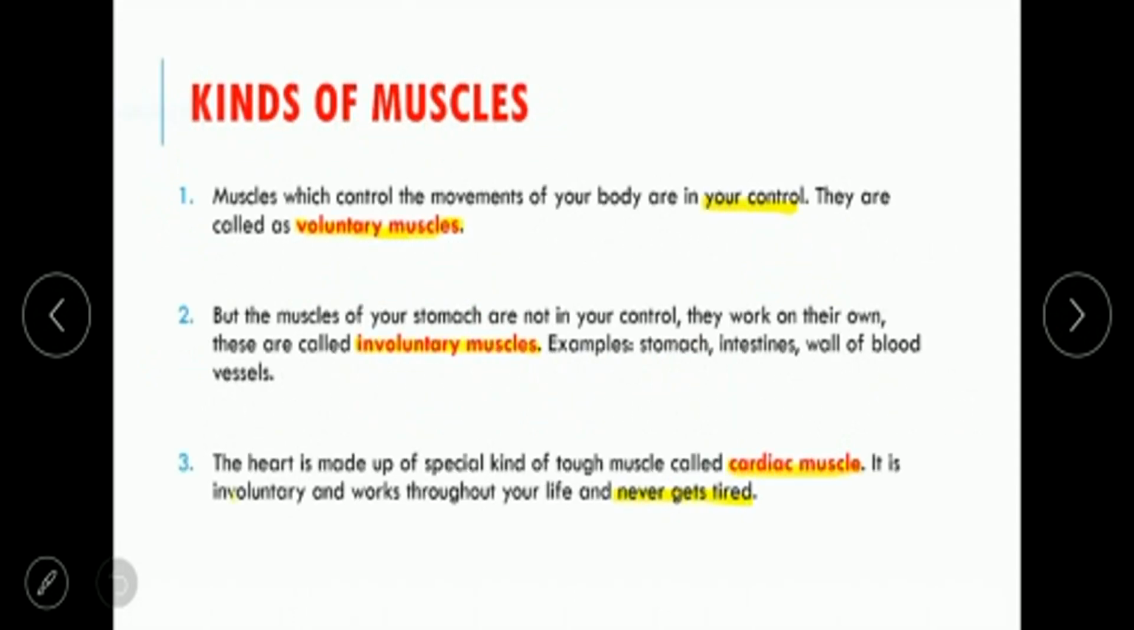And then we see the third kind of muscle, that is the cardiac muscle. The heart is made up of a special muscle, the cardiac muscle. It is a type of involuntary muscle and works throughout your life and never gets tired. This is the speciality.